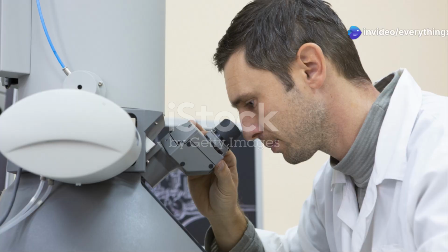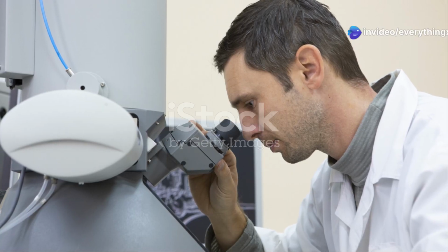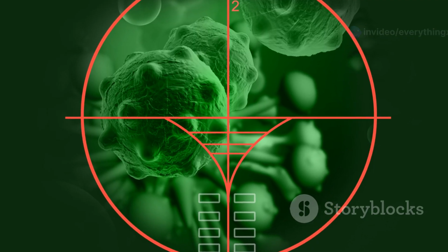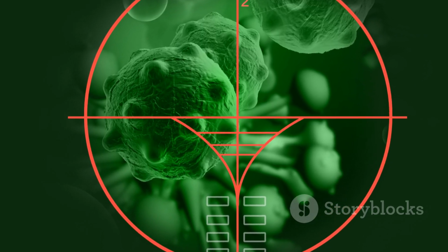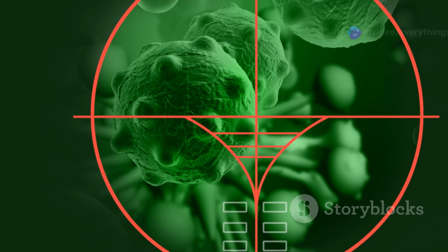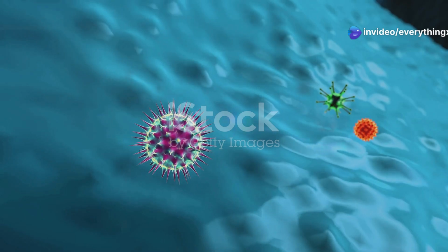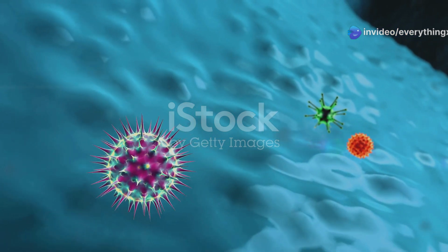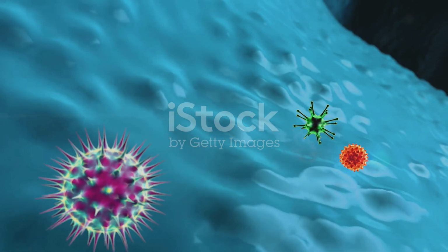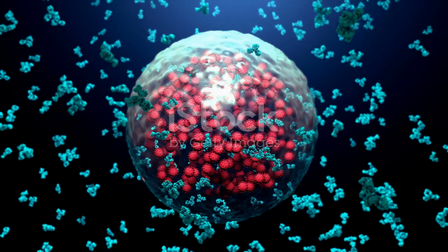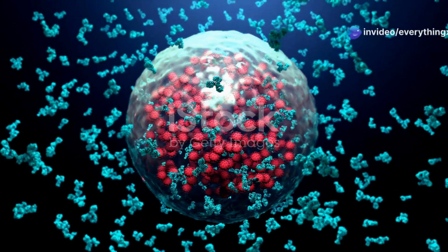causing illness. The adaptive immune response is characterized by its specificity and memory. Specificity refers to the ability of lymphocytes to recognize and target unique molecules called antigens on the surface of pathogens. Memory means that our immune system can remember previous encounters with pathogens, allowing for a faster and stronger response upon subsequent exposures.